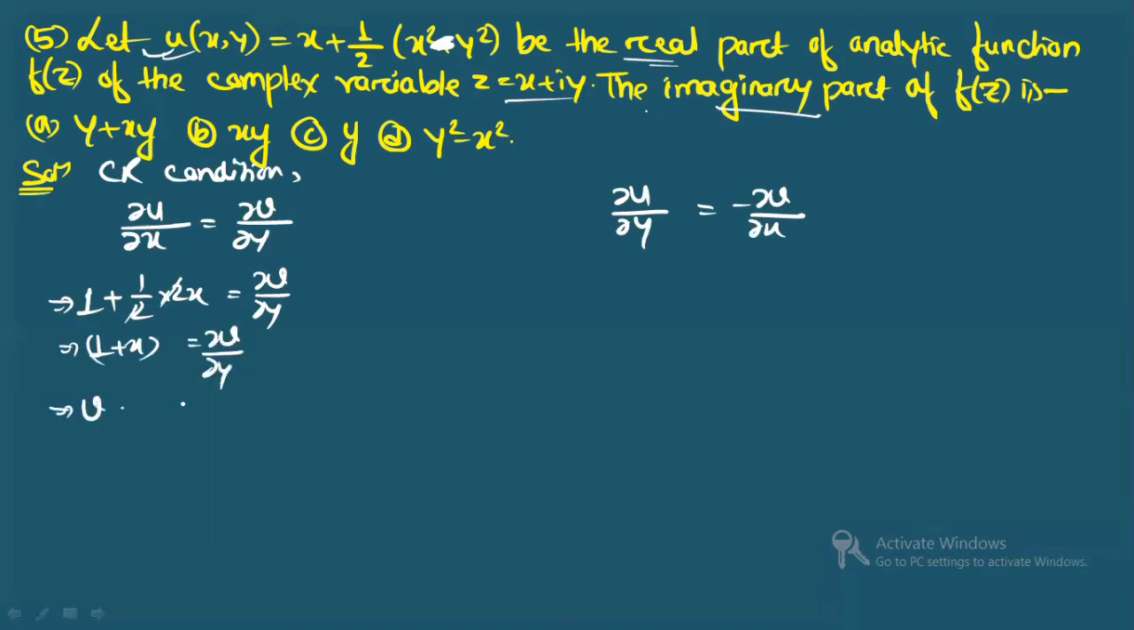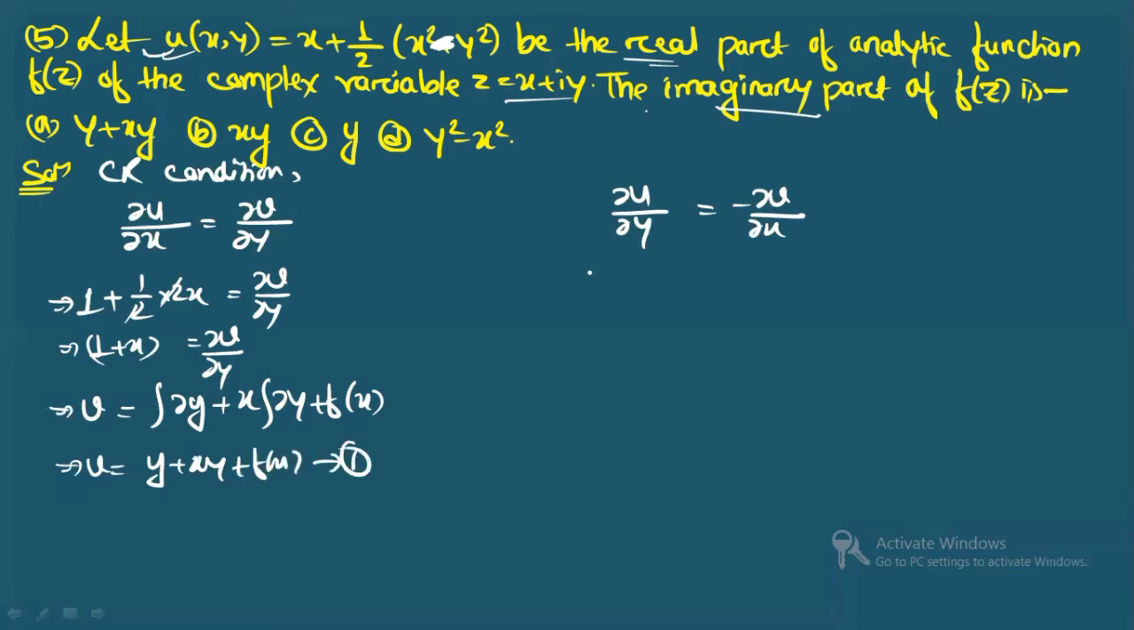So finally from here, v will be equal to the integration of del y plus x integration of del y plus f of x. Okay, this is a constant term. So v equals y plus xy plus f of x. Let's take this to be equation 1.